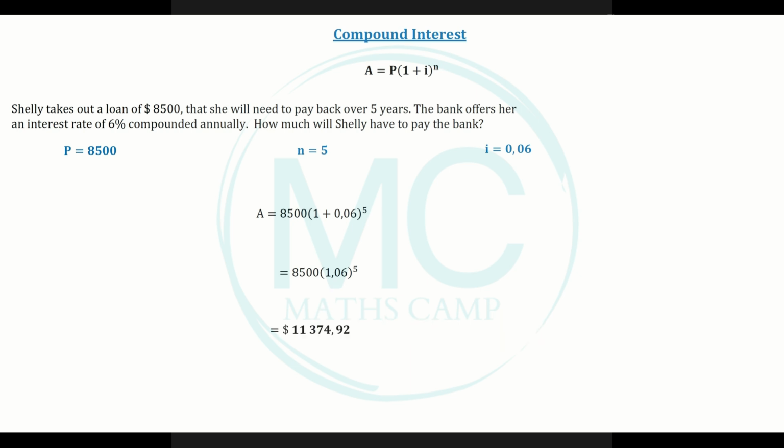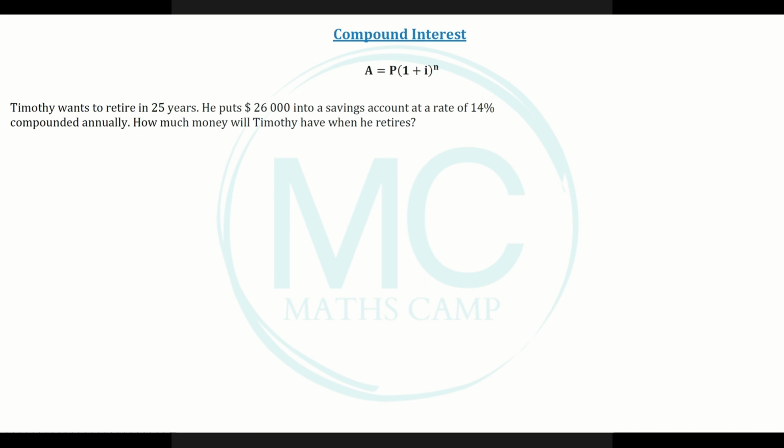Let's do one last example. Timothy wants to retire in 25 years. He puts $26,000 into a savings account at a rate of 14% compounded annually. How much money will Timothy have when he retires? We need to find the amount of money Timothy will have when he retires. So again, we need to solve for A. Let's find our P, I, and N values.